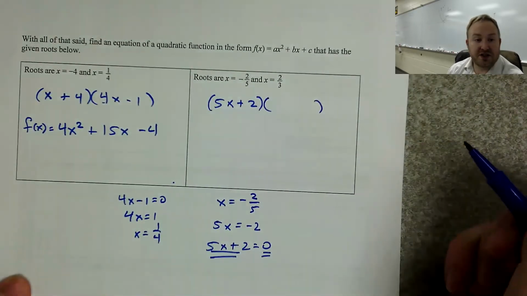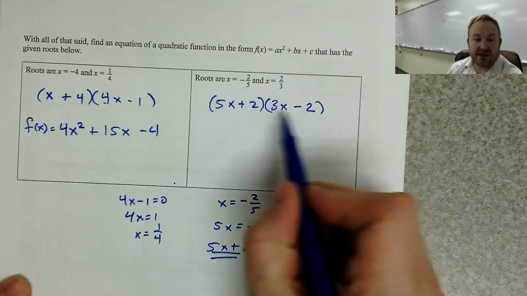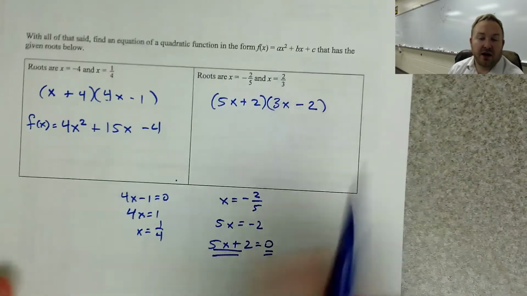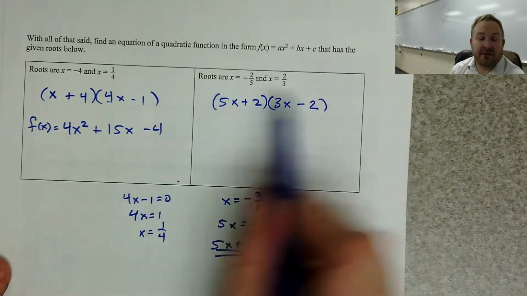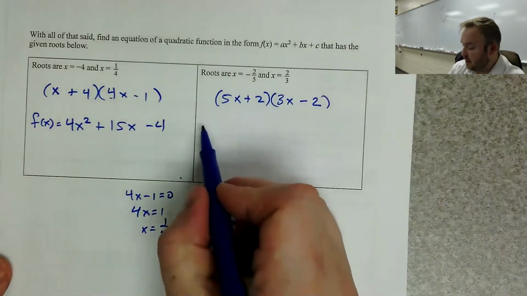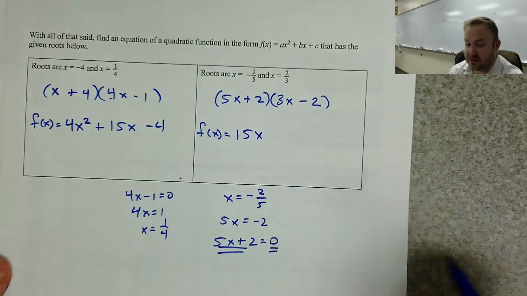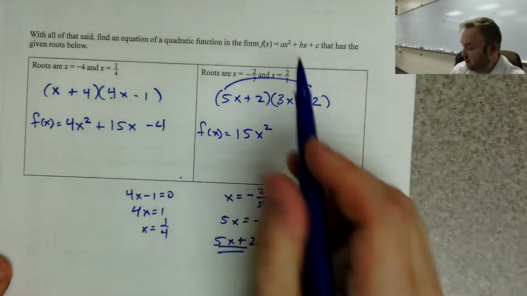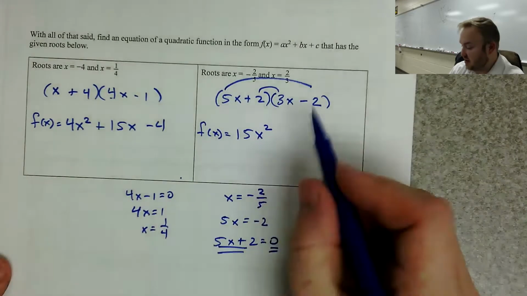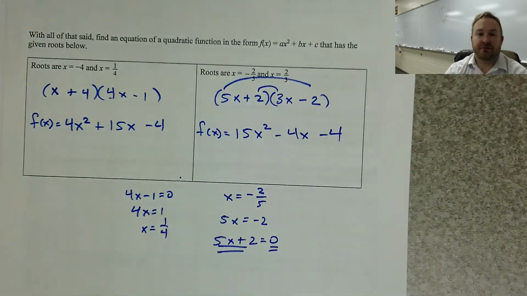If your root is 2/3, then your factor is going to have to be 3x minus 2. That's the thing that if you set it equal to 0, you'll get x equals 2/3. I want no fractions in my factored form here. Now, if I multiply this out, 5x times 3x is 15x squared. My outer is -10x. My inner is 6x. That adds up to -4x. 2 times -2 is -4. There we go.